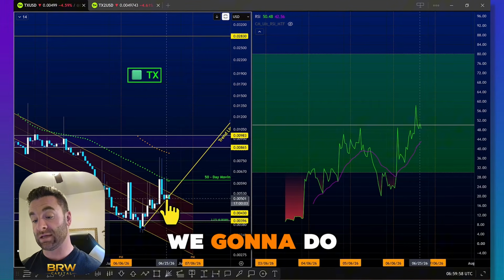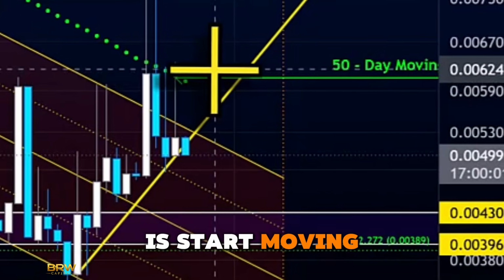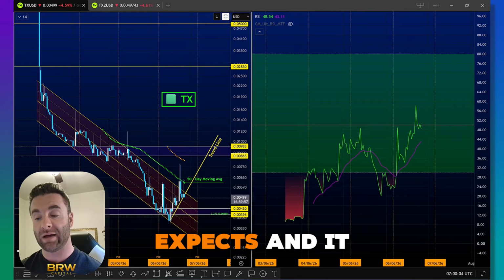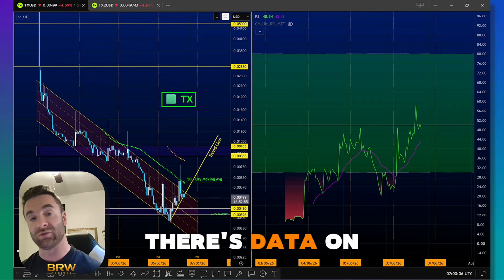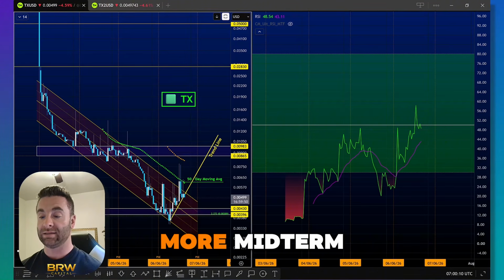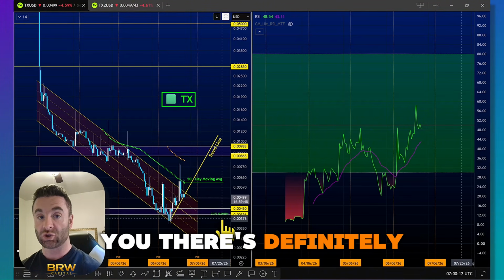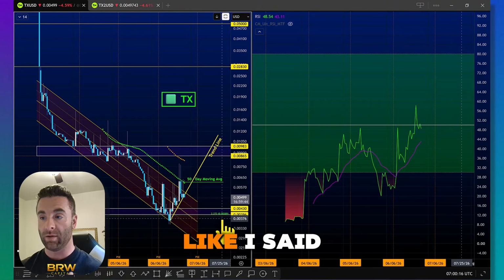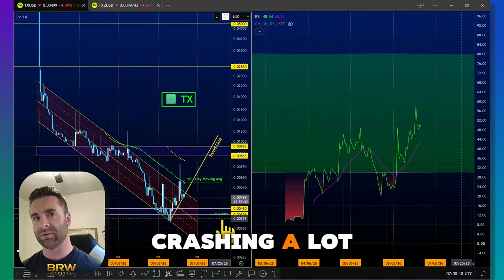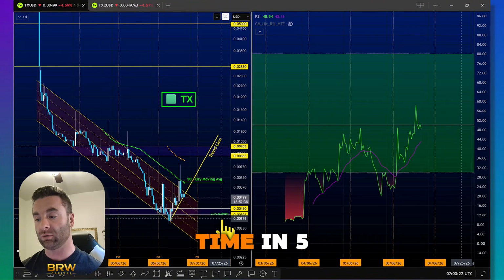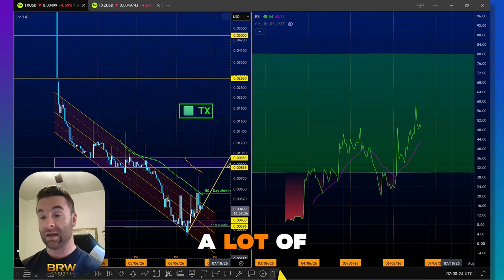Or are we going to start moving up, and then we're actually moving up a little quicker than the market expects? And it is possible. There's data on both sides, and it's very hard to say right now. But in the more midterm, I can tell you there's definitely strength for TX and the altcoin market. Obviously, like I said before, Bitcoin's been crashing a lot, but altcoins have been moving up, which is not normal, right? So the first time in 5 years, altcoins are starting to gain a lot of strength.